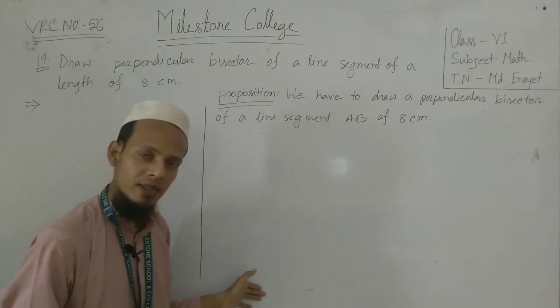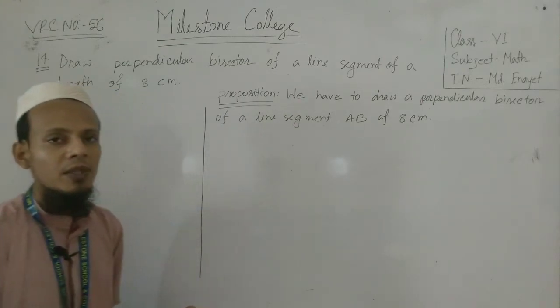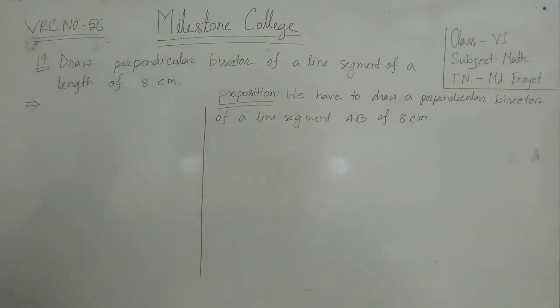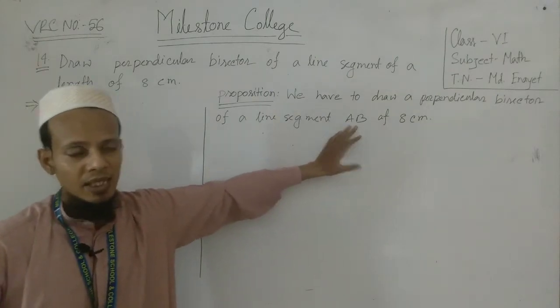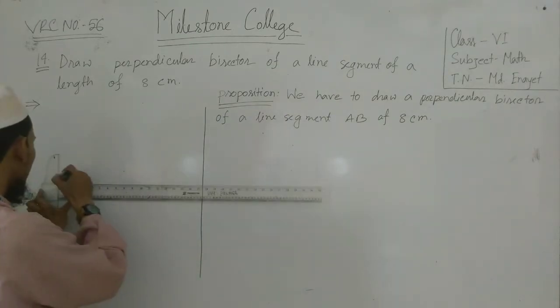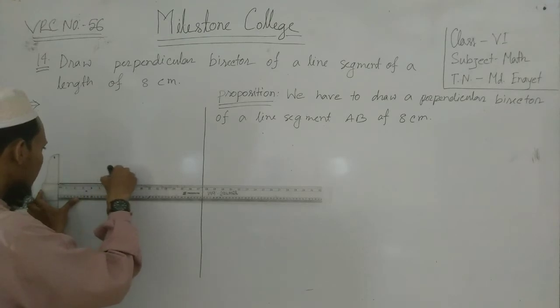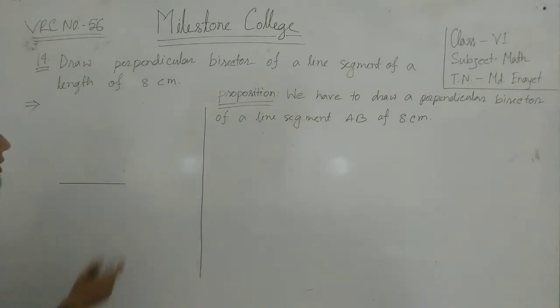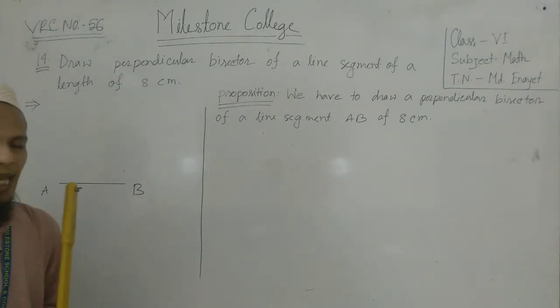Okay, my dear students, I am going to draw the figure. At first, we have to take a line segment of 8 centimeters, and I have already given the name of the line segment as AB. So, using your ruler, draw a line segment of 8 centimeters. Here the line segment of 8 centimeter length is AB.